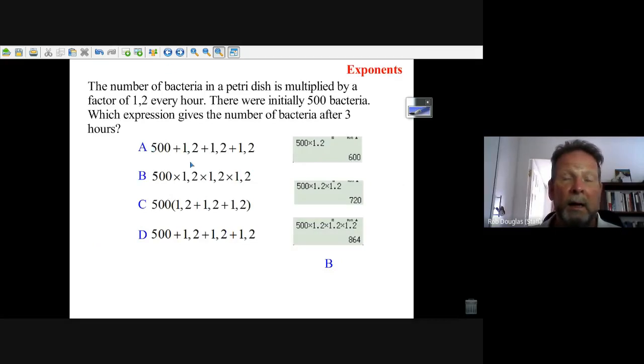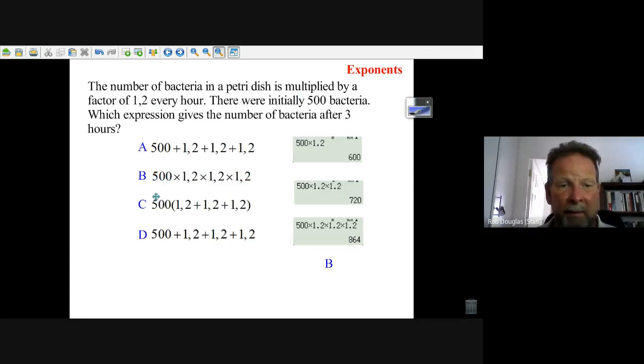Okay. Here's the last type of question. Here's a word problem. The number of bacteria in a petri dish is multiplied by a factor of 1.2 every hour. There's initially 500 bacteria. Which expression gives the number of bacteria after 3 hours? Well, you're looking at all these things. There's your 500. All 4 possibilities have 500. But if I added 1.2, I would just get 501.2 or something. This one just doesn't seem right to me. But it says it's multiplied by a factor.